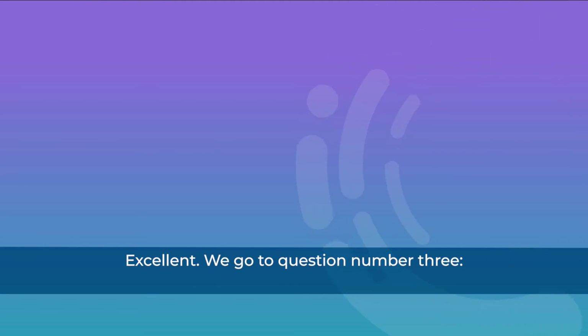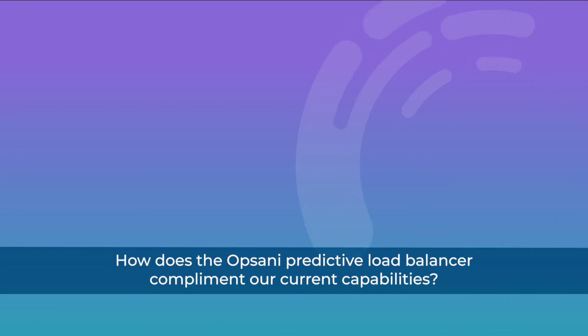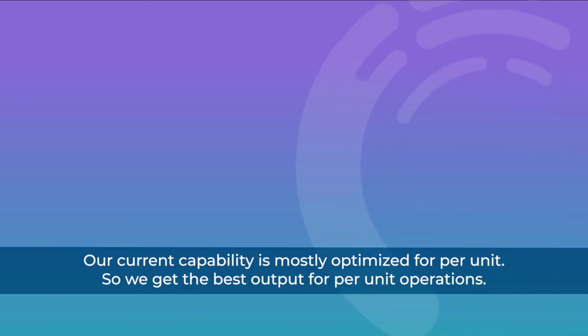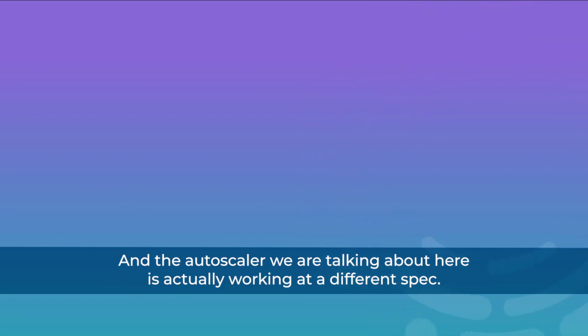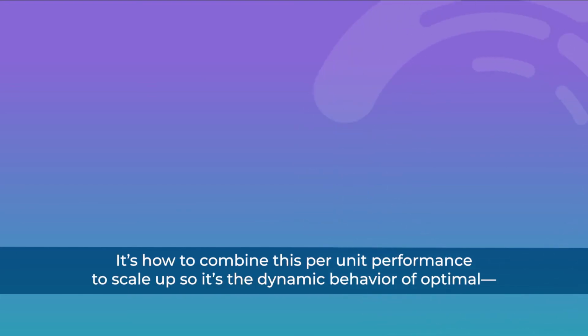Yes. Excellent. We go to question number 3. How does the Opsani predictive load balancer complement our current capabilities? Our current capability is mostly optimized for per unit, so we get the best output for per unit operations. And the autoscaler we are talking about here works on a different aspect, which is how to combine this best per unit performance to scale out. So it's the dynamic behavior of optimal.